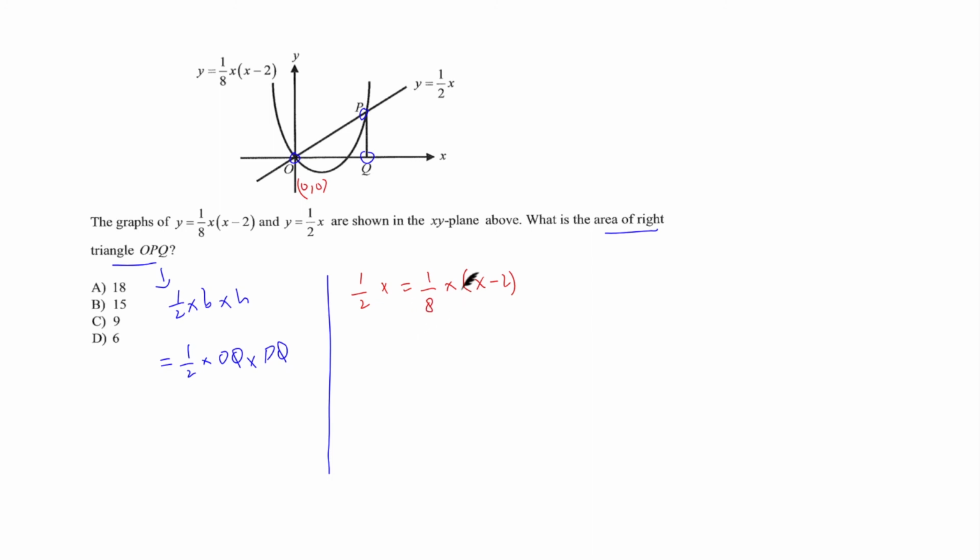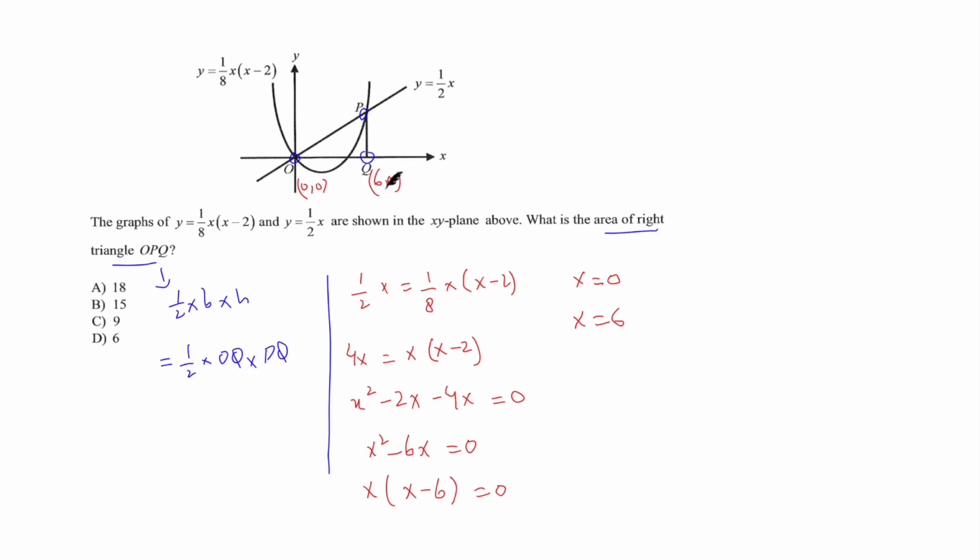So to get rid of the fractions, let's multiply the entire equation by 8. Let's see what do we get. We have 4x equals x into x minus 2. Let's open this up. Let's solve the quadratic equation. We have x squared minus 2x minus 4x equals 0. So we have x squared minus 6x equals 0. We will take x common. We have x into x minus 6 equals 0. Let's equate both the factors to 0. x equals 0 and x equals 6. We have our x-intercepts. So this is 0 and Q is basically 6 comma 0.